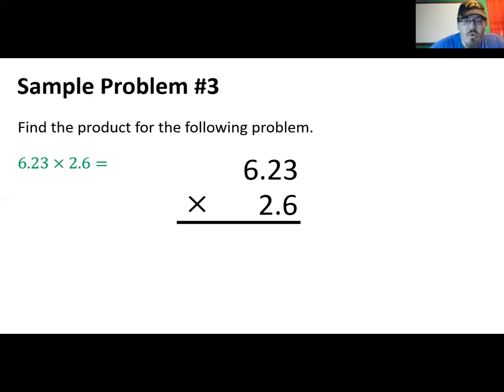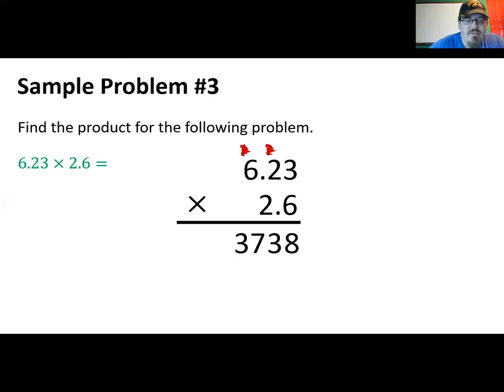We're going to actually ignore the decimal points for the time being. So when we go ahead and do that, we're going to take 6 times 3. We've got 18. Write down the 8, carry the 1. 6 times 2 is 12, plus the 1 is 13. Carry the 1. 6 times 6 is 36, plus 1 is 37. So there's our first partial product.